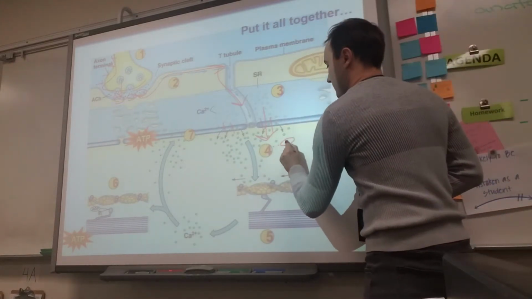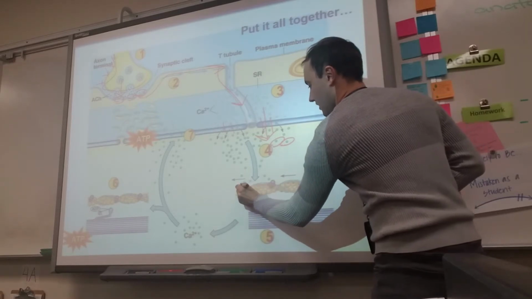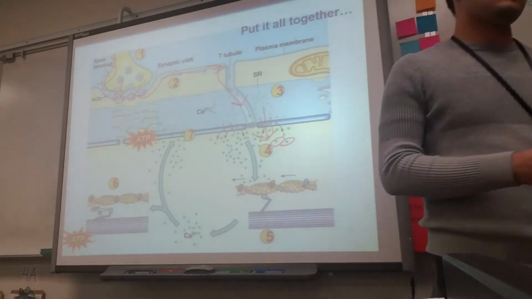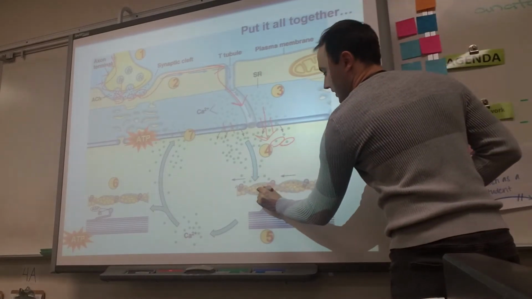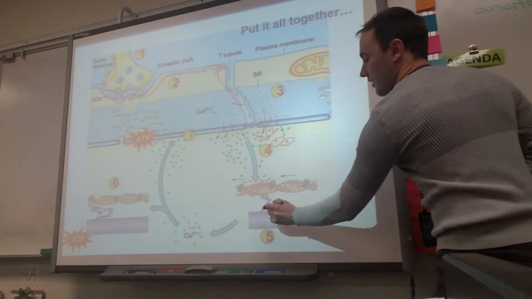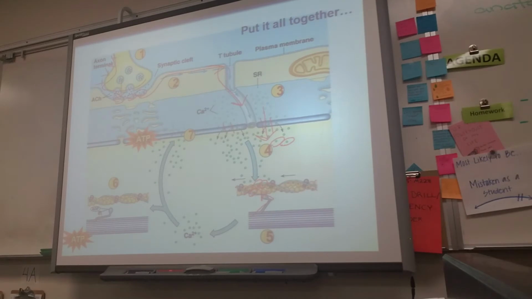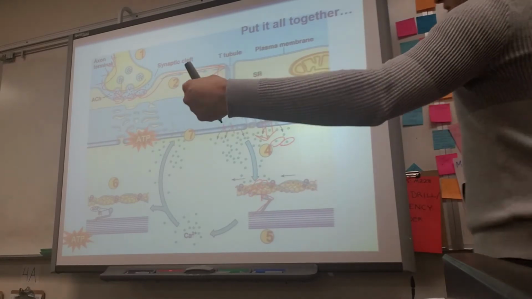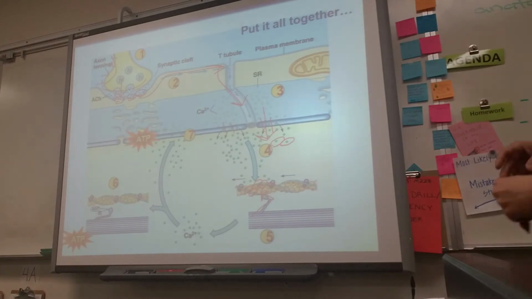So all this calcium is going to bind to the troponin, and now that's going to cause the tropomyosin to open up, and now you're going to have all these actin binding sites open, right? So now all these actin binding sites are open. The myosin heads with ATP can form your cross-bridge attachment, and they're going to slide those thin filaments together, which is going to shorten the muscle during contraction.